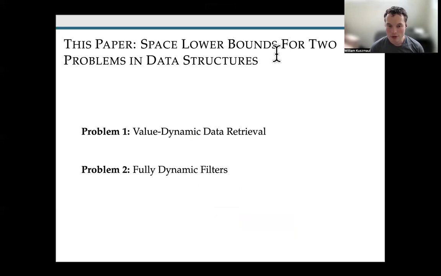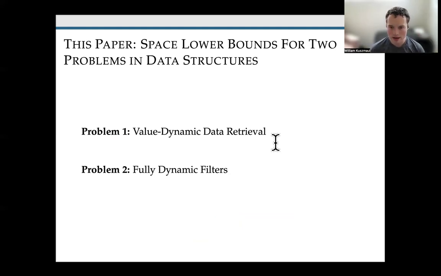At a high level, what we do in this paper is revisit two problems having to do with dynamic space-efficient data structures. In each case, the main result that we prove is a new space lower bound for these problems, showing that the dynamic version of these problems intrinsically requires more space than the static version. So that's at a very high level what we do.